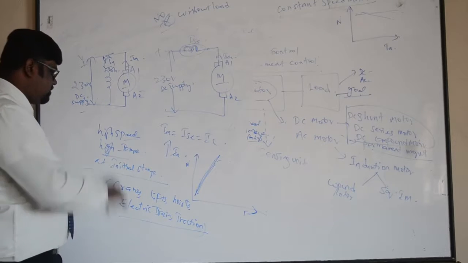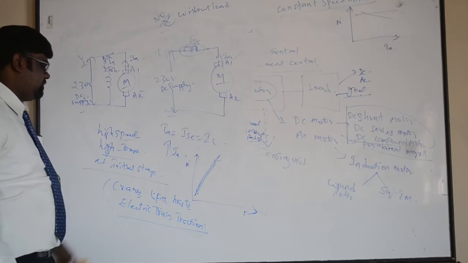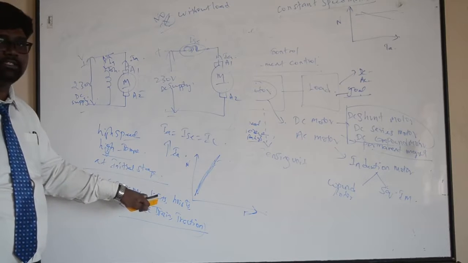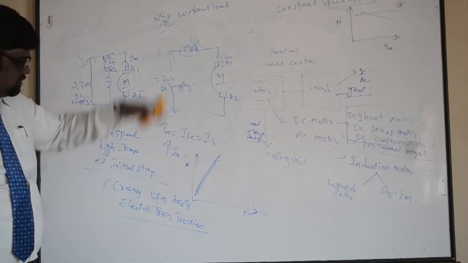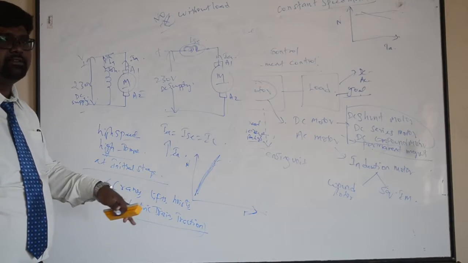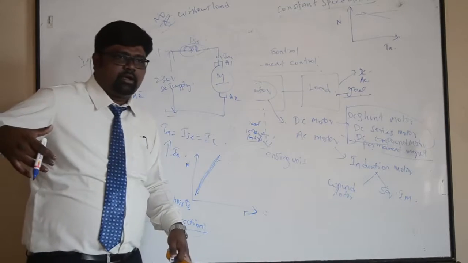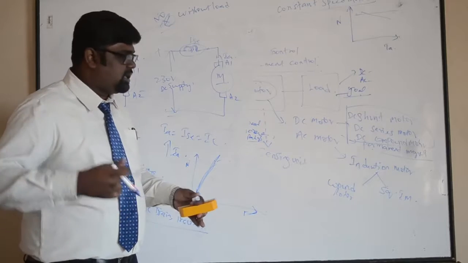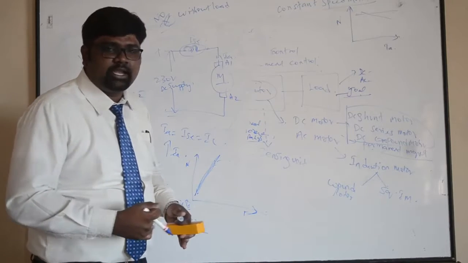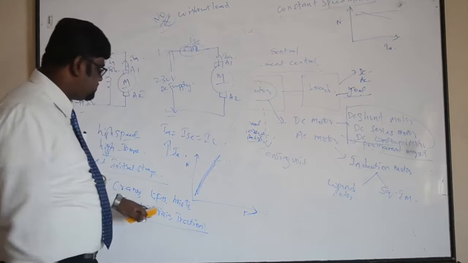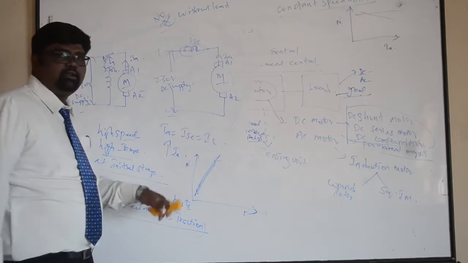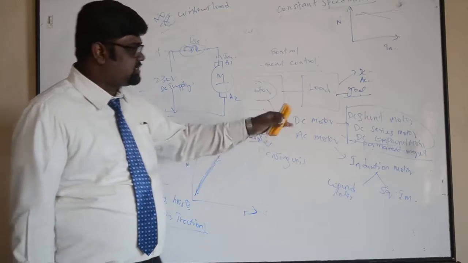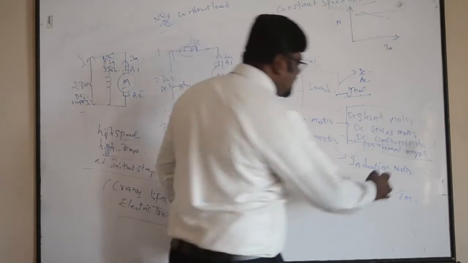That's why we are using the DC series motor for these applications: cranes, lifts and hoists, electric traction. The train has to start immediately, so for that purpose the heavy current is needed. That is why they use a DC series motor for electric traction applications. Next we will see about the DC compound motor.